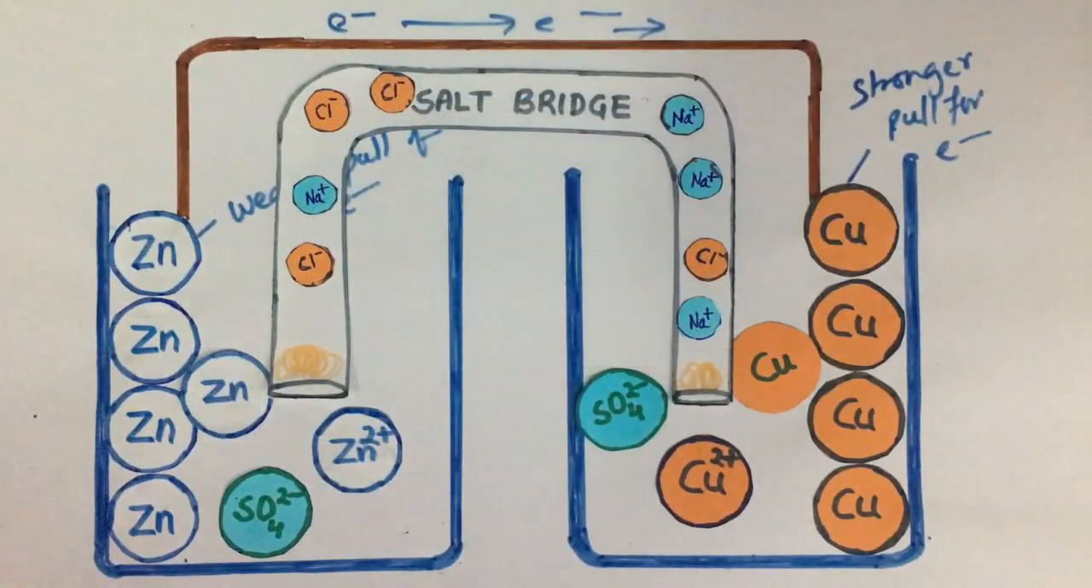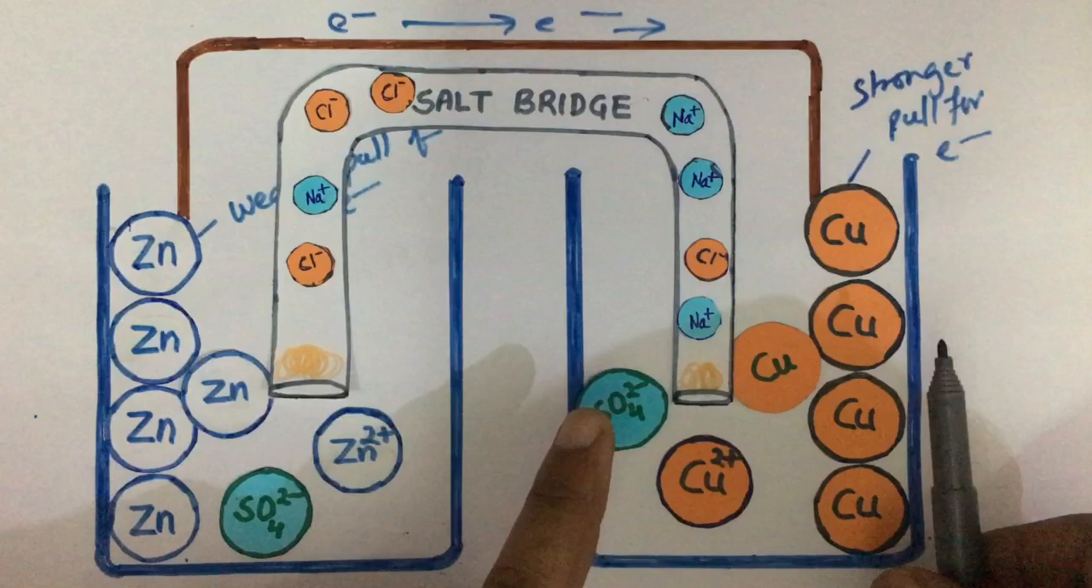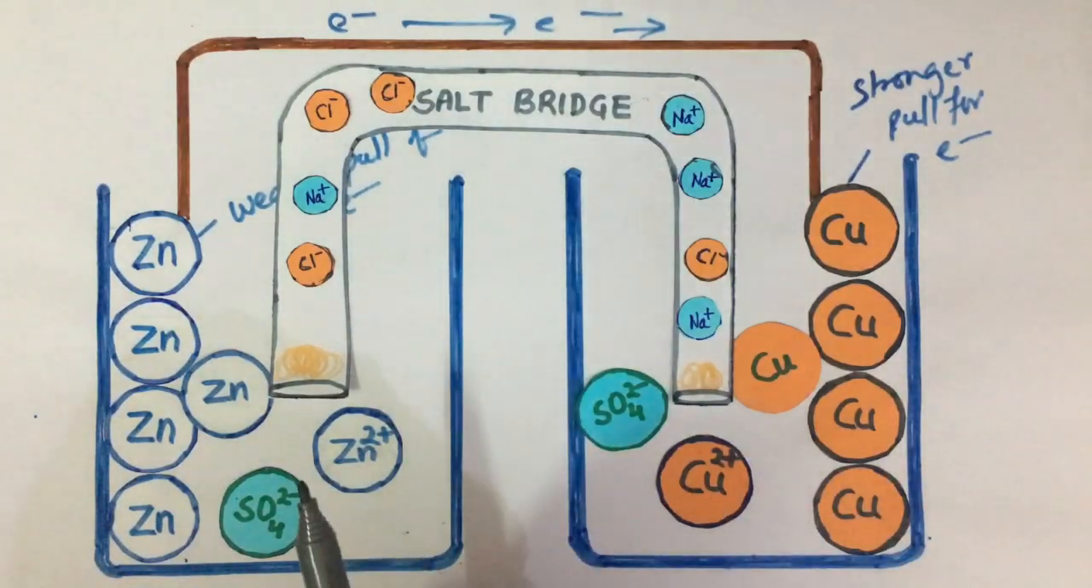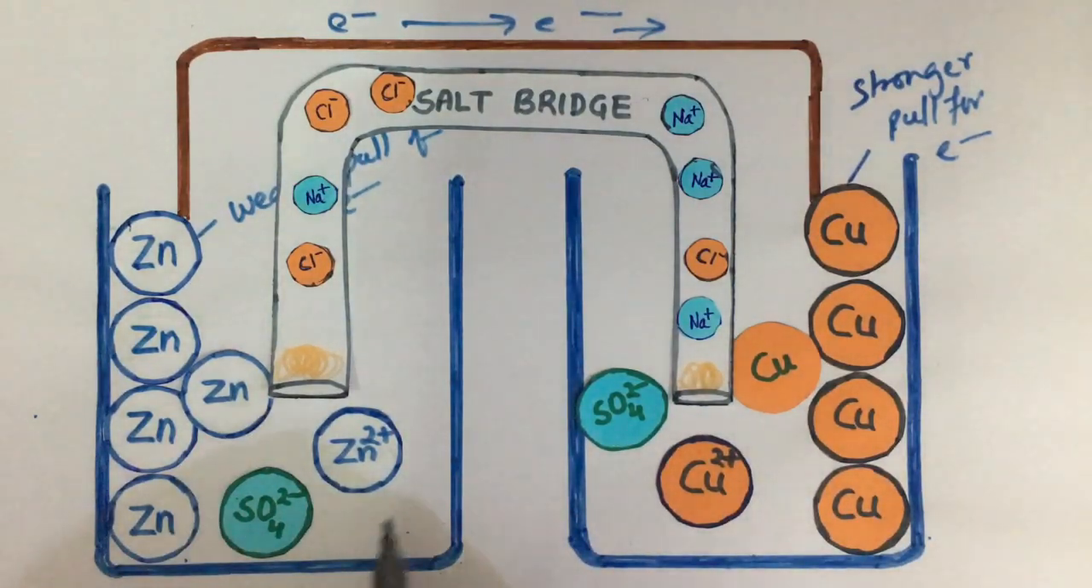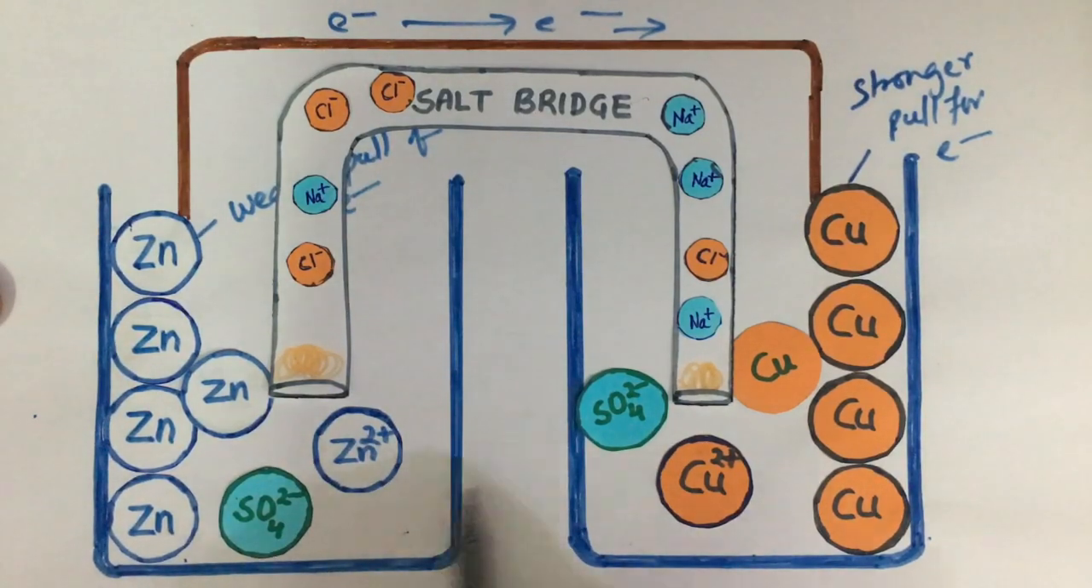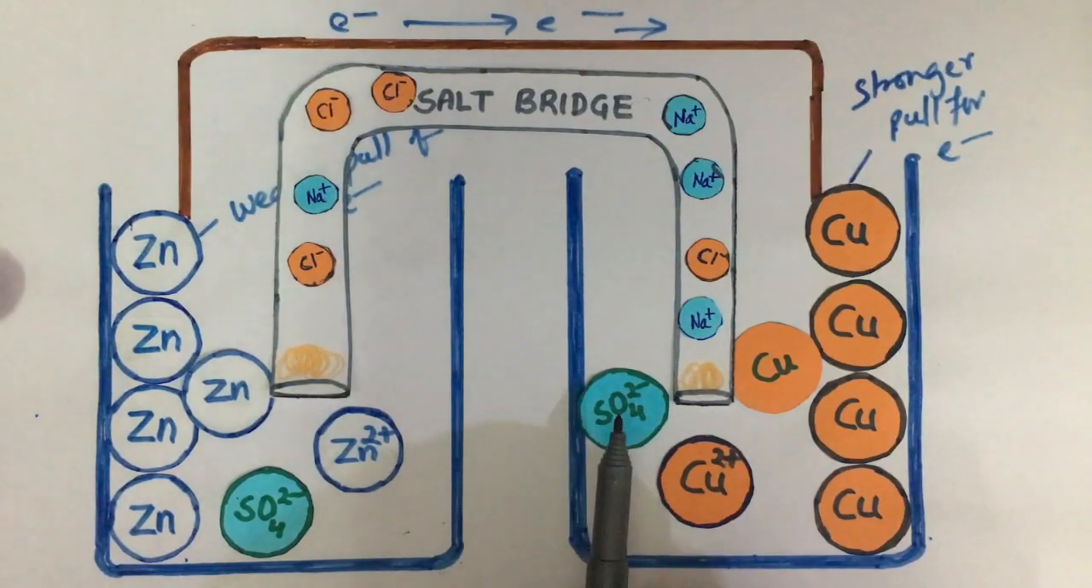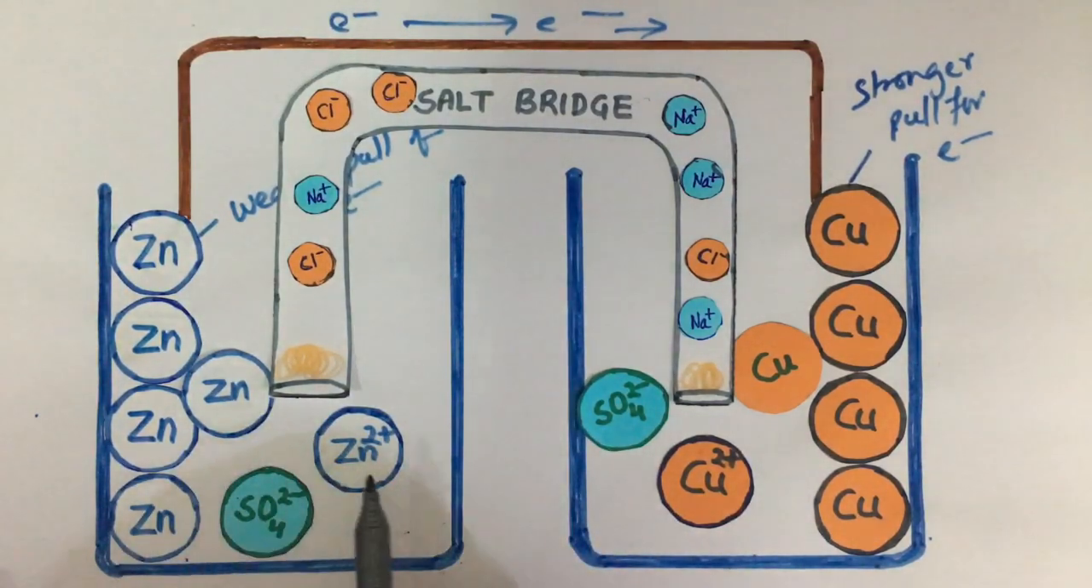Now we will talk about the salt bridge. We will try to understand what the salt bridge is and what is the importance and function of the salt bridge in an electrochemical cell. Here we have made two solutions. This is the oxidation half and this is the reduction half. Now both the solutions are made up of positive ion as well as negative ion, and the negative ion here is the sulfate ion, as we have taken zinc sulfate solution on this side and copper sulfate solution on this side.